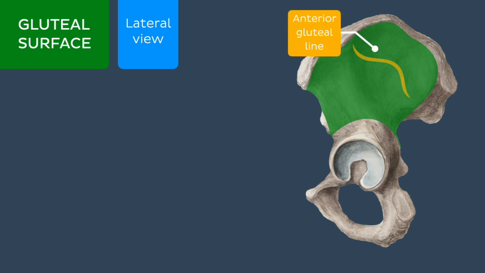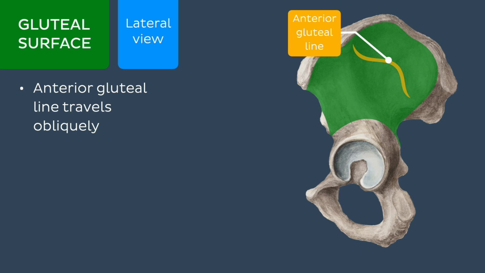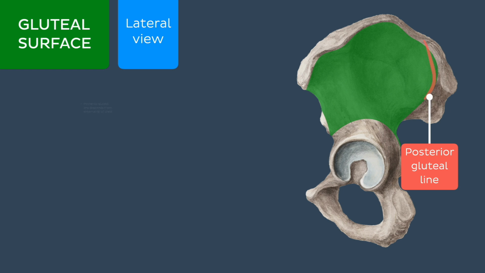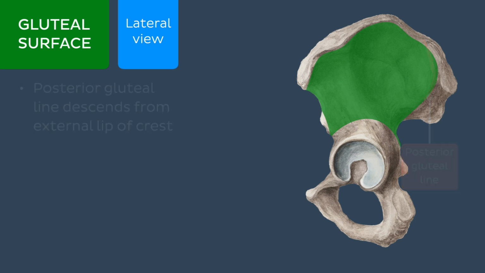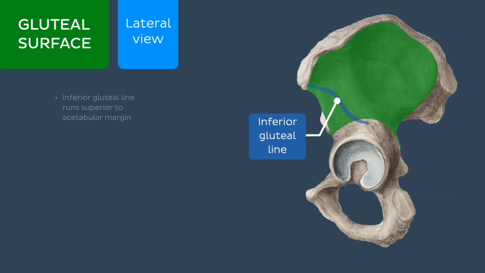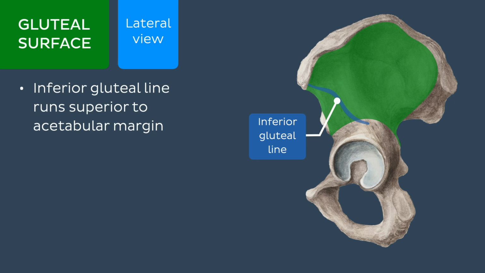The anterior gluteal line, as we can see, travels obliquely along the gluteal surface from the tubercle of the iliac crest towards the greater sciatic notch. The posterior gluteal line descends from the external lip of the crest and ends anterior to the posterior inferior iliac spine. Lastly, the inferior gluteal line, as we can see, runs superior to the acetabular margin.